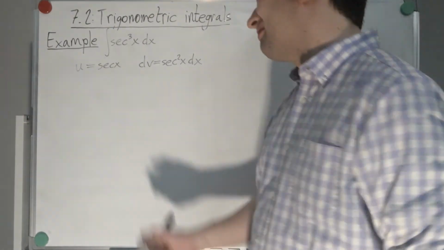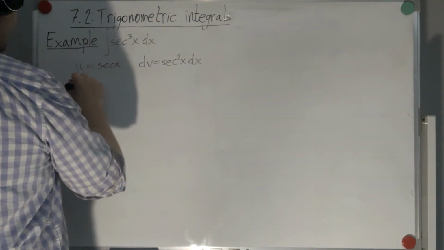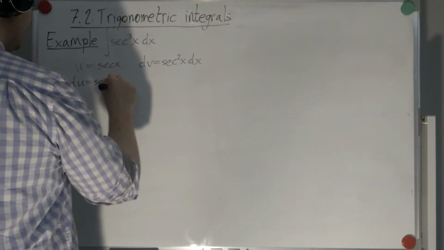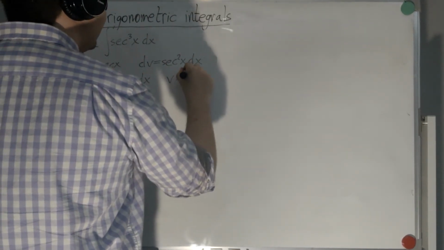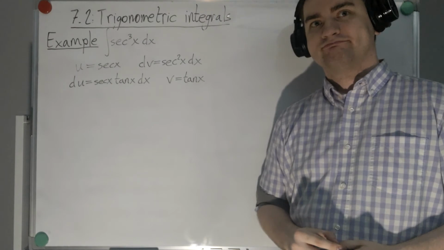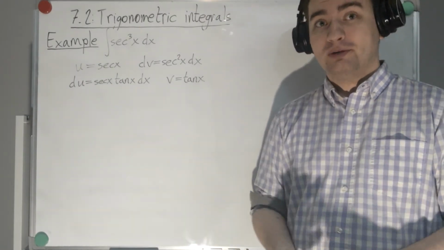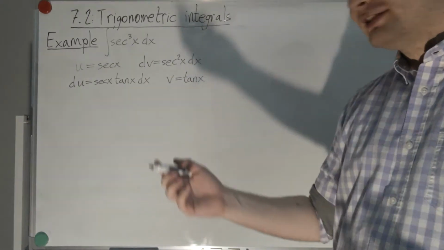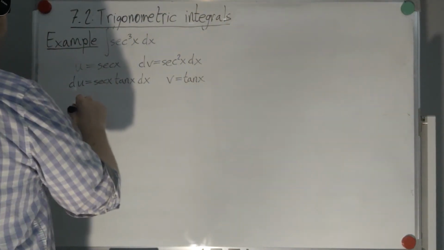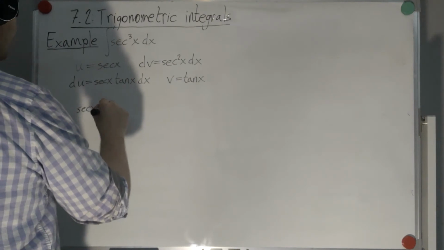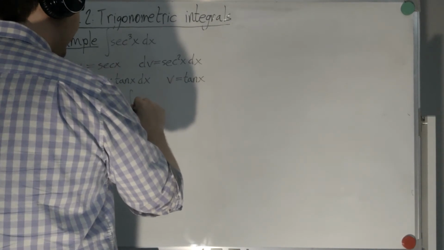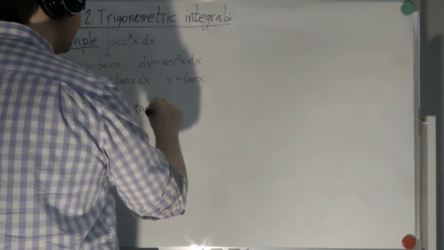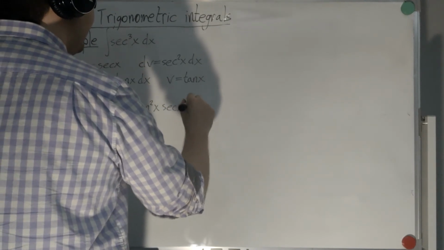Now if you do this, then du ends up being secant x tangent x dx, and v has to be tangent x. So now, as always, the integration by parts formula applies. It's going to be uv minus the integral of v du. So this is going to be secant x tangent x minus the integral of tangent squared x secant x dx.